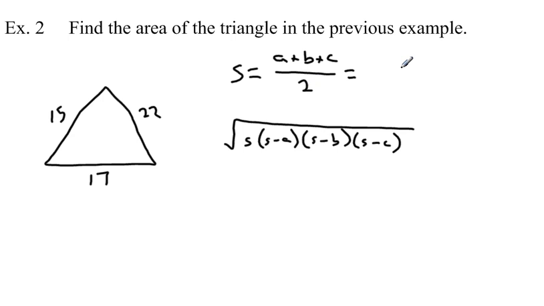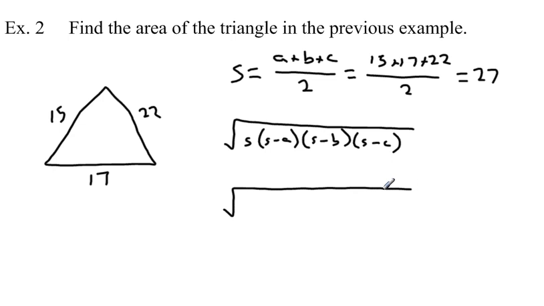So if we plug in everything we know, we get 15 plus 17 plus 22 divided by 2. And I believe that value is 27. Then we can plug all those things into this formula. So we get the square root of 27 times 27 minus 12, times 27 minus 10, times 27 minus 5. And if you do that, you get that that area is about equal to 127.3 square units, whatever the units happen to be.